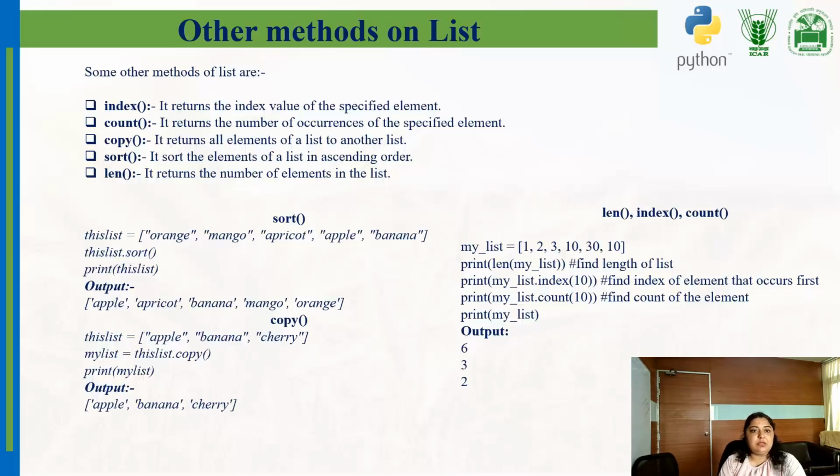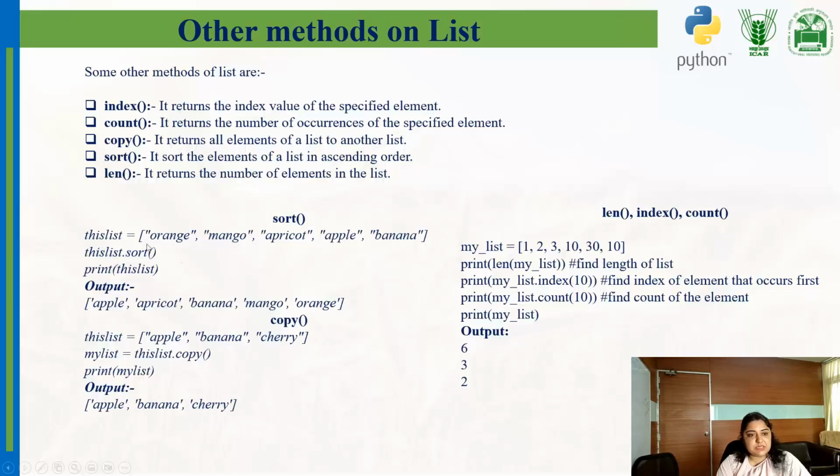Like using the index method, you return the index value of a specified element, that is, the location of the element. Then using the count method, as we know in a list duplicate values are allowed, you calculate the number of occurrences of a given element. Then using the copy method, you copy the elements of a list to another list. Using the sort method, you sort the elements of a list in ascending order. And using the length method, you calculate the number of elements in the list.